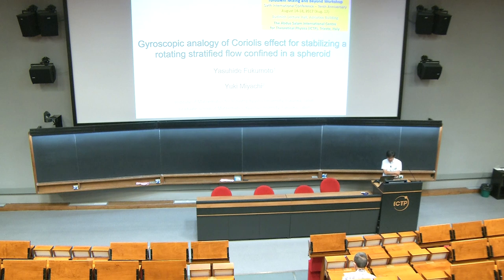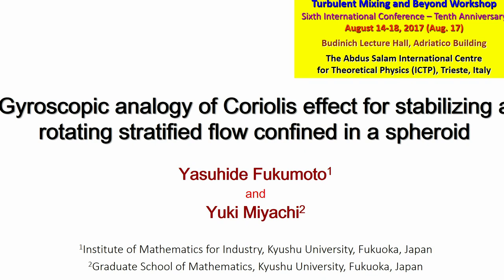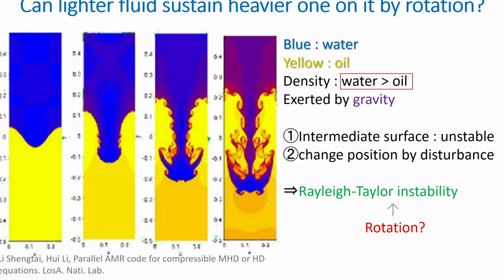Okay. So the title of my talk is Gyroscopic Analogy of Coriolis Effect for Stabilizing Rotating Stratified Flows Confined in a Spheroid. We are considering how Rayleigh-Taylor instability can be stabilized by rotation, and possibly try to get some insight into the mechanism.